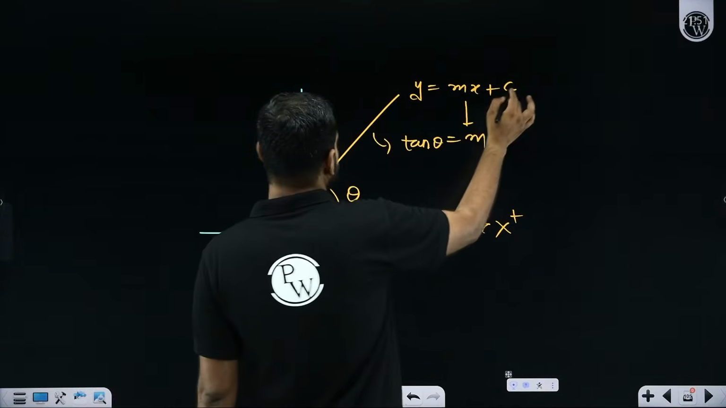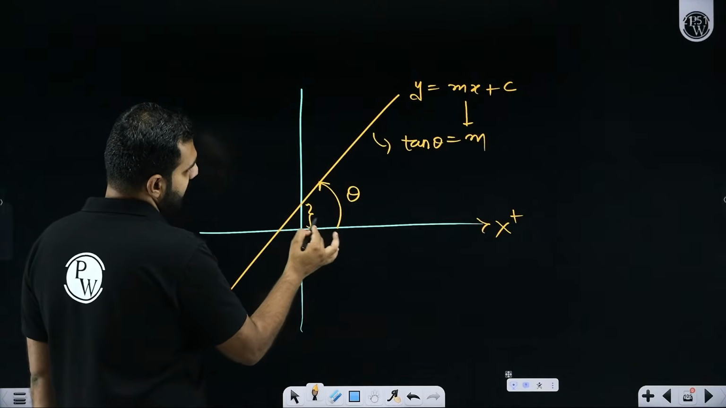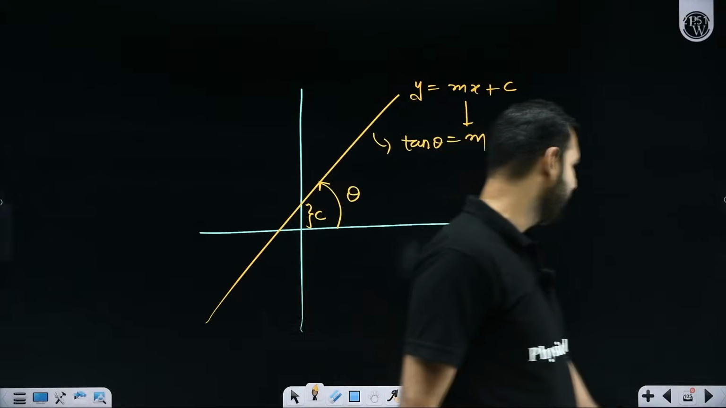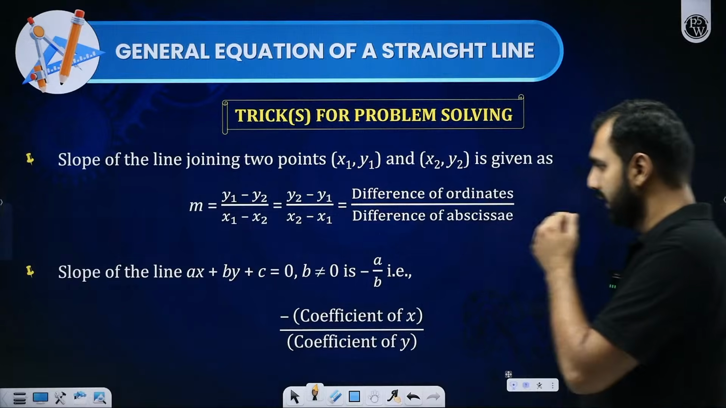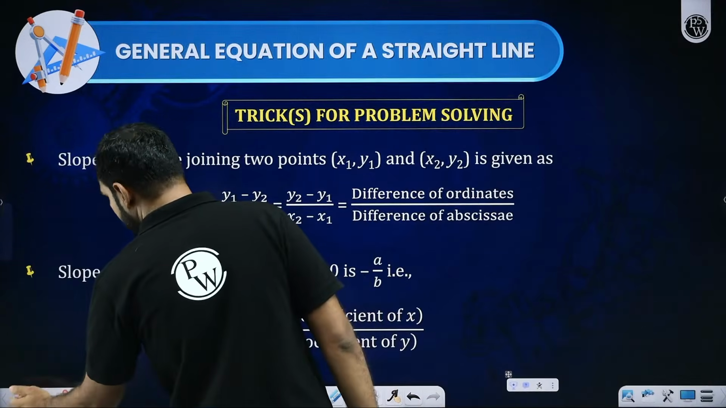And this c here is the intercept made by this line. So I hope slope and intercept you already know. Yes or no? Yes or no, everyone?